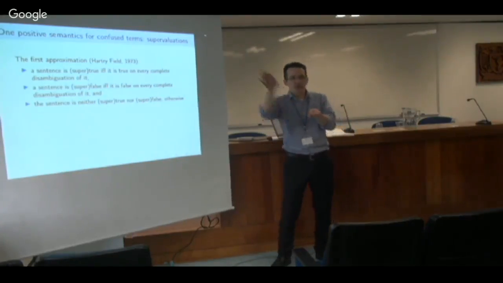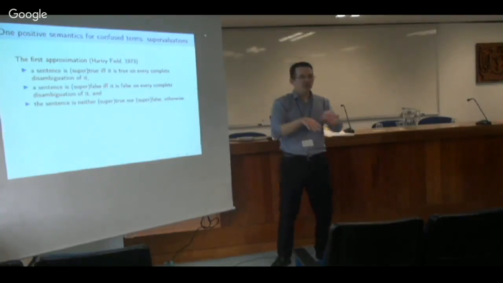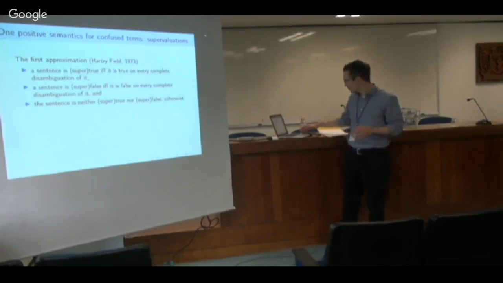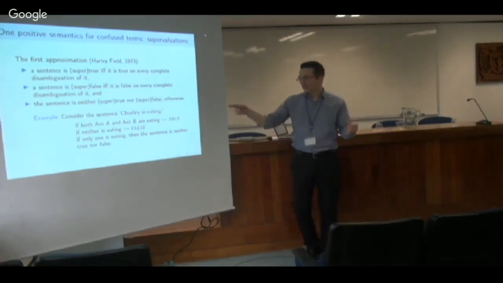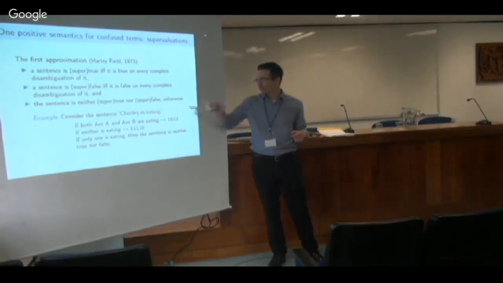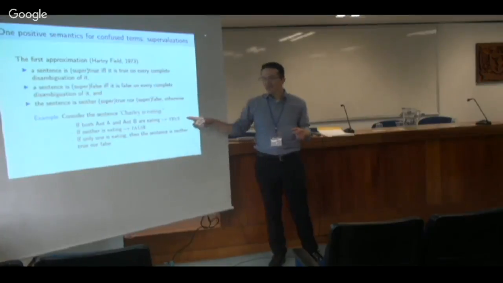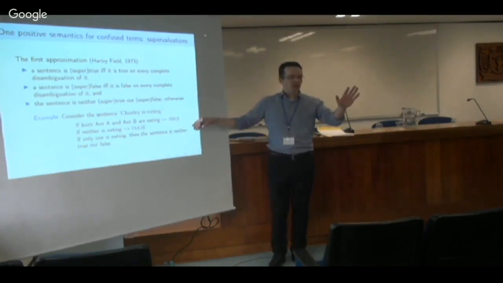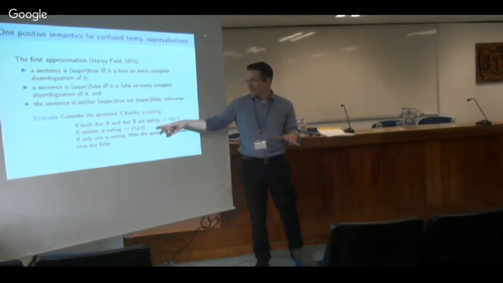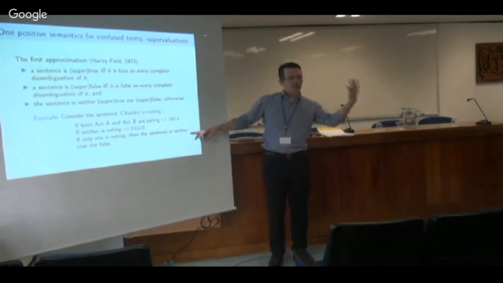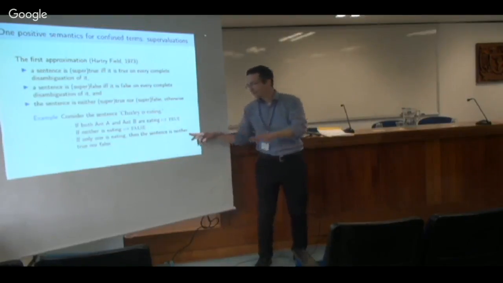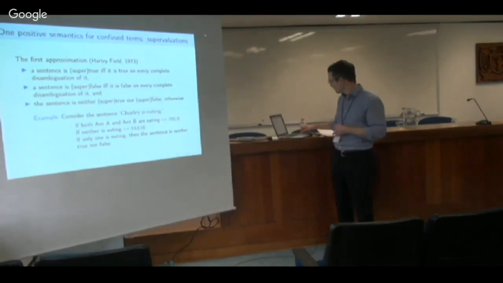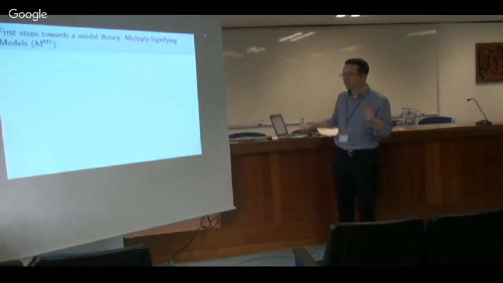In other words, if on some disambiguations it's true and on others it's false, then the whole sentence is truth valueless. Okay, so a concrete example. Charlie is eating is our sentence. If, at the moment this is uttered, both Ant A and Ant B are eating, then the supervaluation says this sentence is true. If both Ant A and Ant B are asleep and not eating, then it's false. But if Ant A is eating and Ant B is not eating, the sentence is truth valueless, not true or false. Okay, so that's the basic idea.